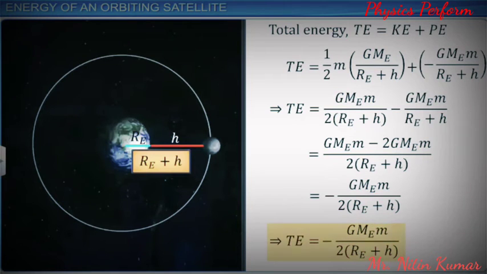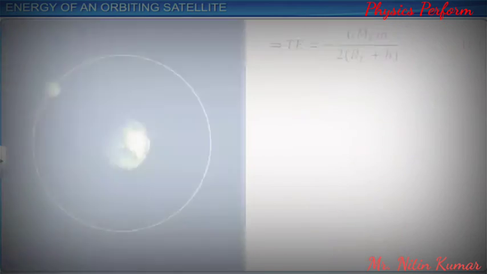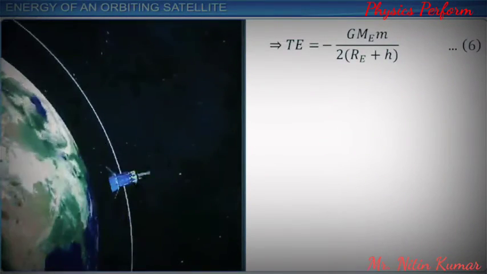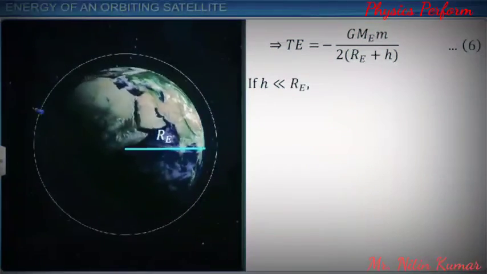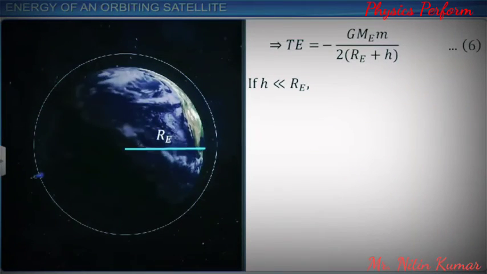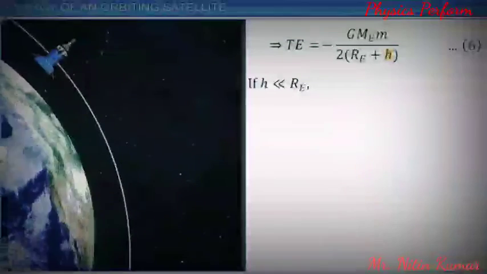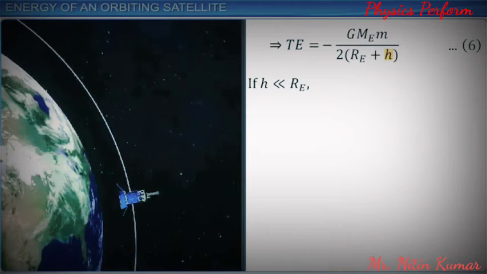Now, let's see what happens if the orbit of a given satellite is close to the surface of the Earth. In this case, the height h of the satellite becomes negligible when compared to the radius of the Earth. Thus, h in equation 6 can be neglected, and you get the expression for total energy of an orbiting satellite as TE is equal to minus GMEm divided by 2Re. Let this be equation 7.